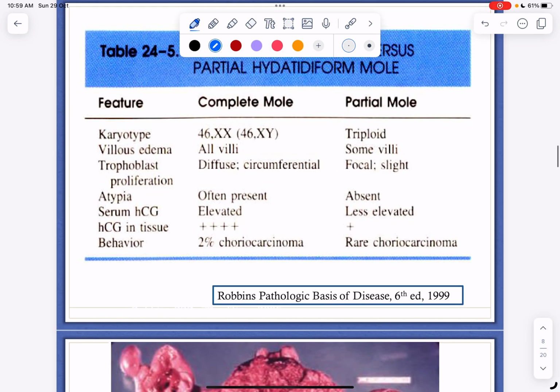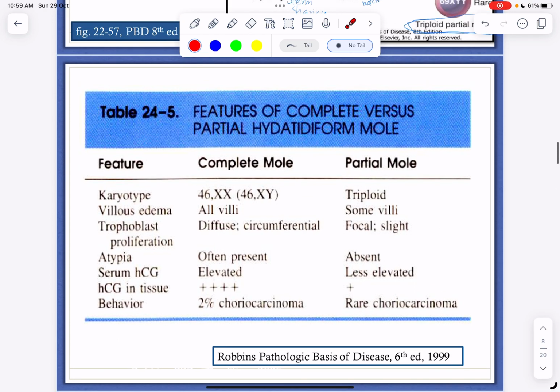Let us talk about the features of complete versus partial hydatidiform mole according to the histology, the HCG, and the gross features. Both of them will produce placental vesicles. But in karyotype, we know that the complete mole has paternal chromosomes only, 46XX or 46XY. Here in partial mole, they are triploid.